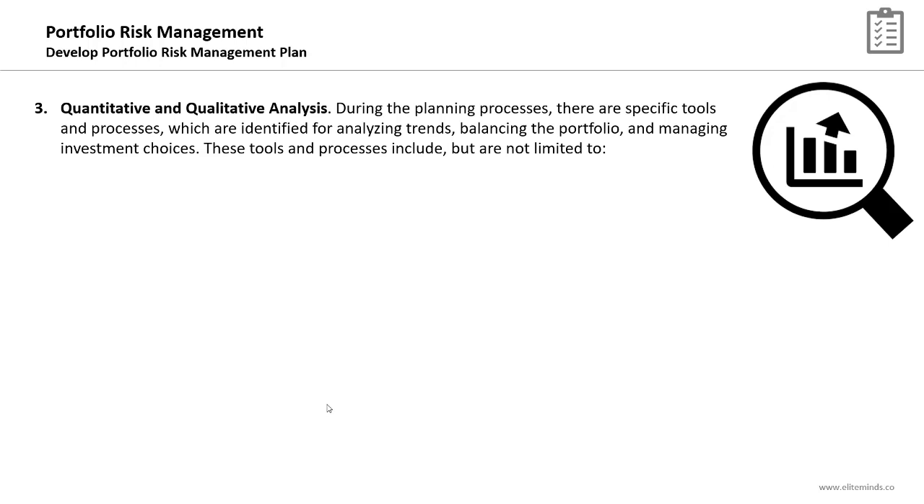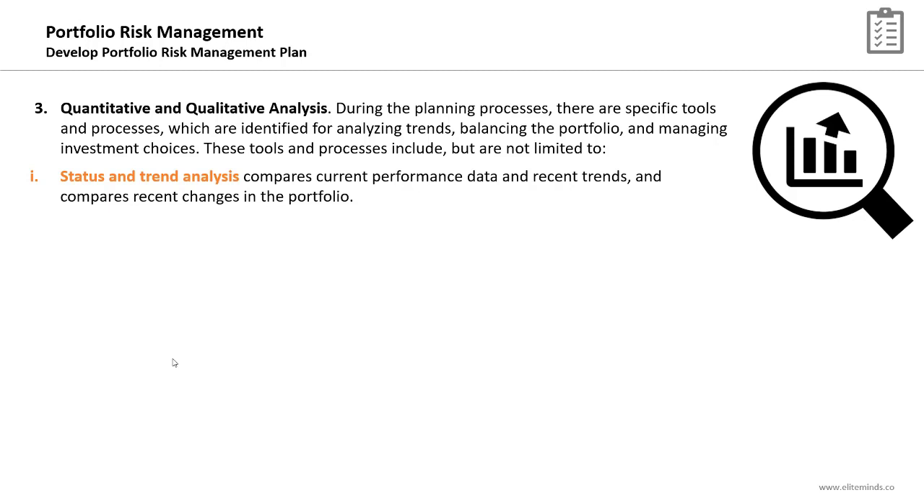The last group of techniques as part of the develop portfolio risk management plan process will be the quantitative and qualitative analysis techniques. During the planning processes, there are specific tools and processes which are identified for analyzing trends, balancing the portfolio, and managing investment choices. Now, in my PfMP exam, I had 2 or 3 questions about the quantitative and qualitative analysis techniques that might be used in this process, starting with the status and trend analysis.